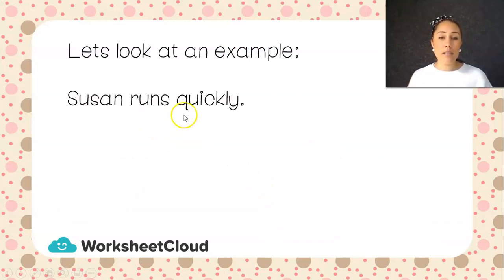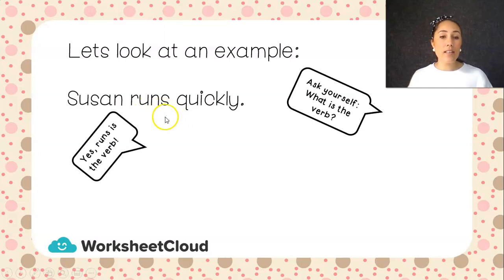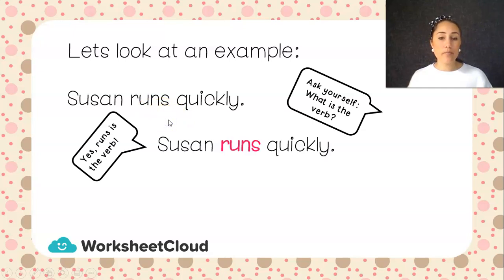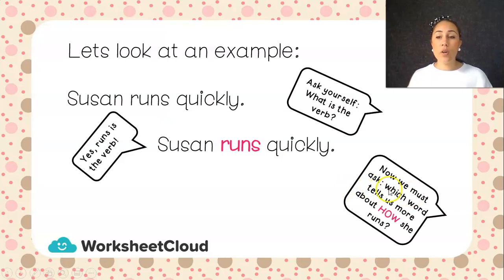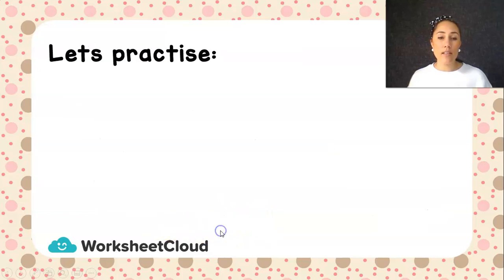Susan runs quickly. So I first need to look for the verb. I ask myself, what is the verb in this sentence? What is Susan doing? She runs. Yes, so runs is the verb. Now I can ask myself, which word tells us more about how she runs? So Susan runs. How is she busy running? She runs quickly. So quickly is telling me more about how Susan runs.